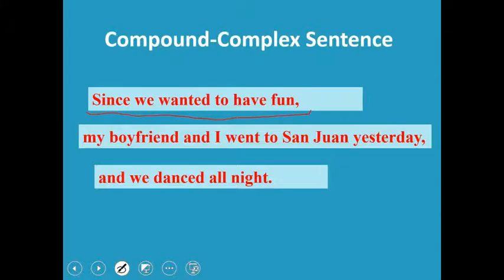Because we have "since" over here, that is the part that is not standing alone. But we can say, "My boyfriend and I went to San Juan yesterday. We danced all night." These are both sentences that can stand on their own. But we are putting a coordinating conjunction, and we have a word that is making the other one dependent.